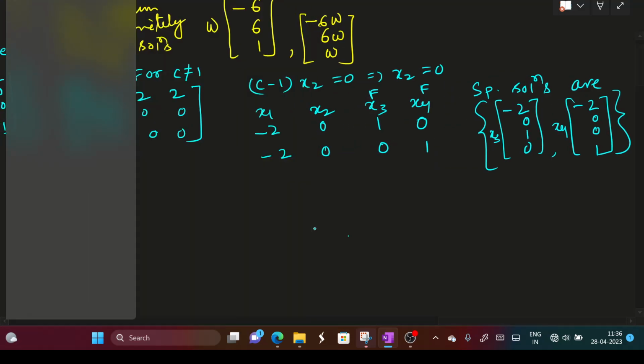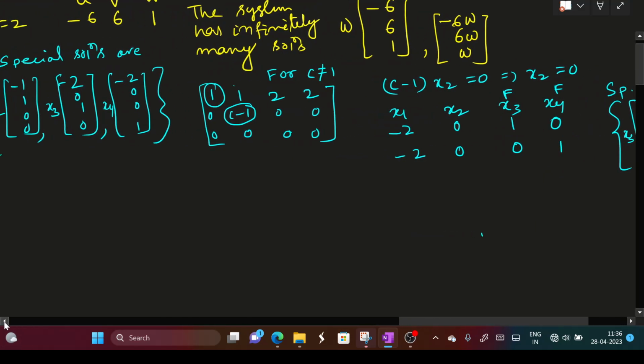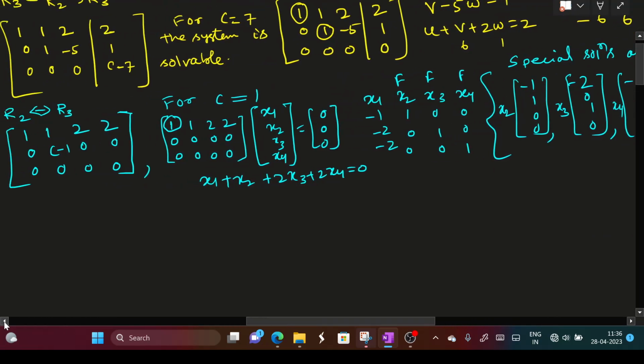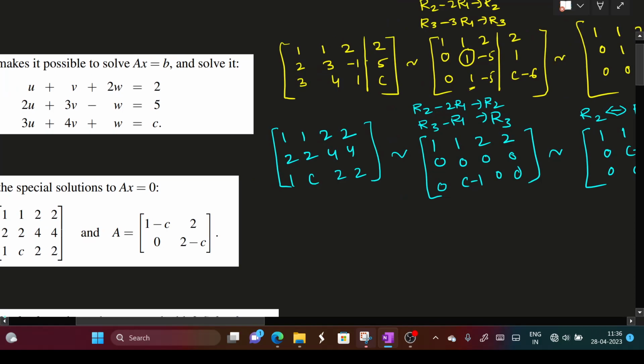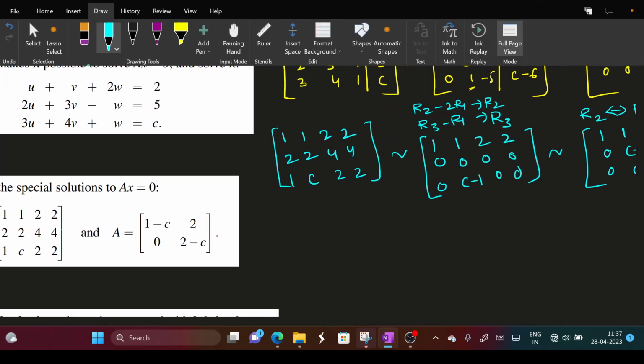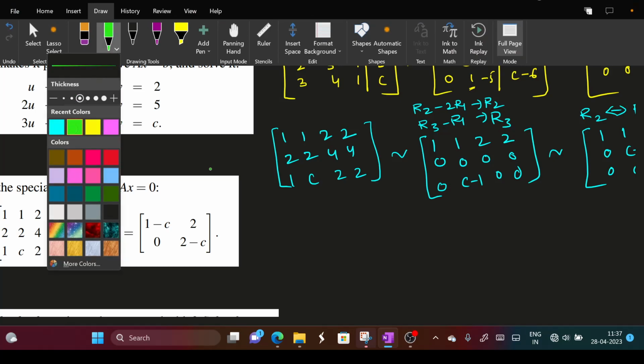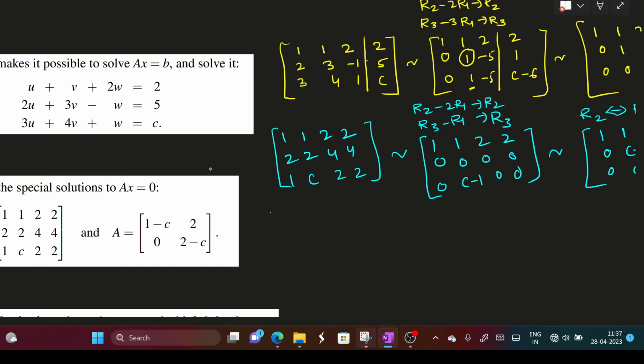Similarly, the second question was containing the second equation, color change. So what it is telling me: A is equal to 1 minus c, 2, 0, 2 minus c. Already it is in echelon form for c equal to 2, or for c not equal to 2. In both cases it is in echelon form. So I need not do much.